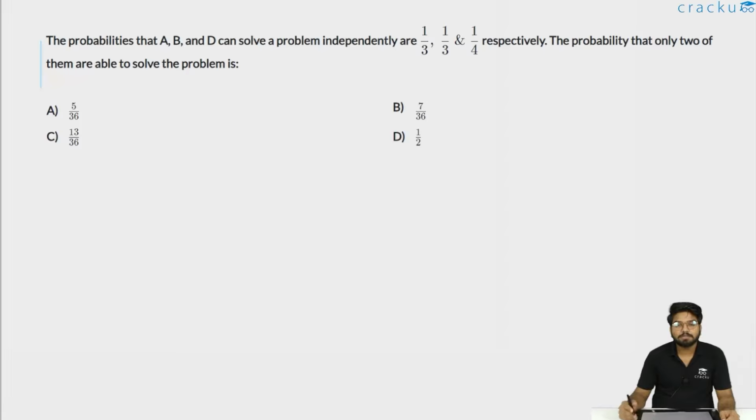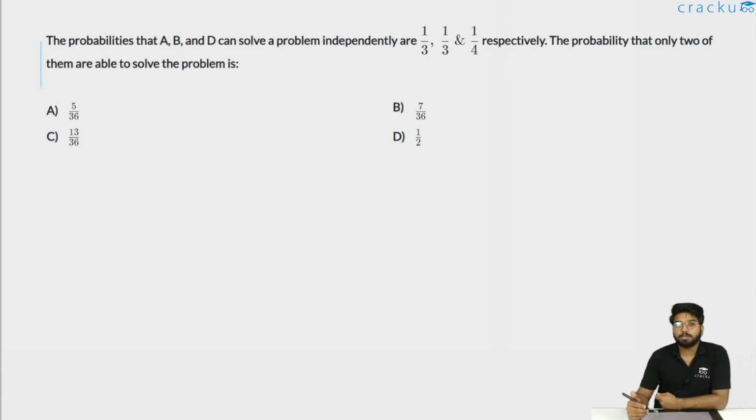Hi guys, we have this question based on probability. It's a pretty simple question. It says that the probabilities that A, B and D can solve a problem independently are 1 by 3, 1 by 3 and 1 by 4. The probability that only 2 of them are able to solve the problem is... So we have 3 persons. We need to find the probability that only 2 among these 3 are able to solve the problem.